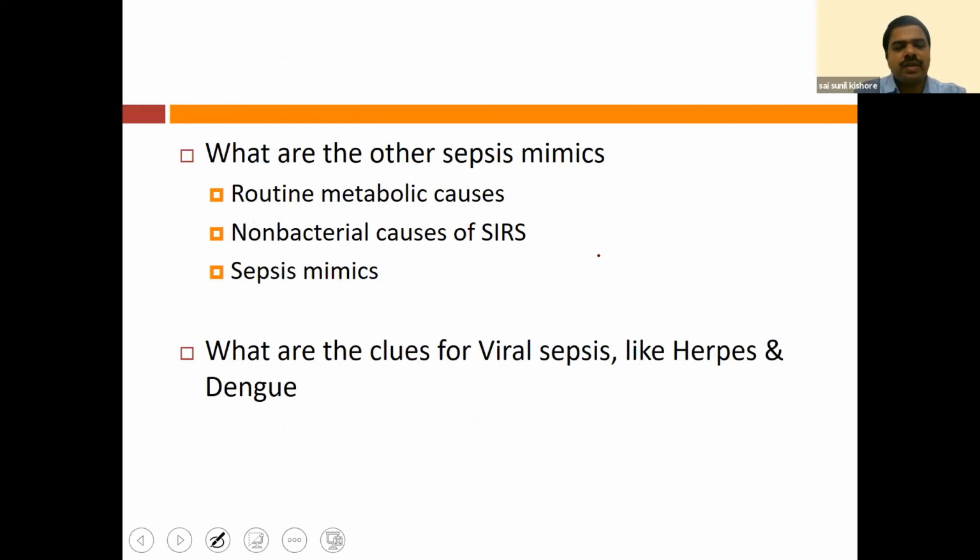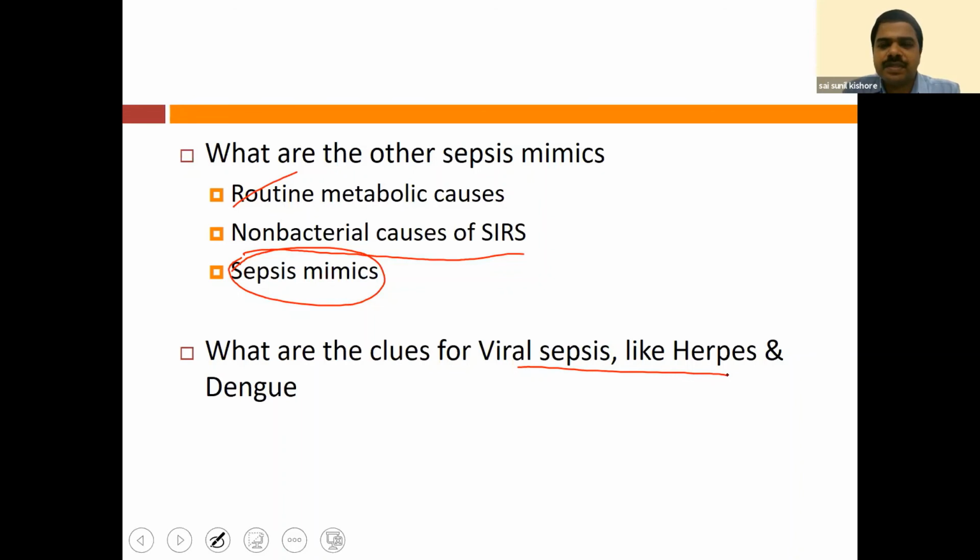So you need to think of other sepsis mimics also, and you need to think of non-bacterial causes. These days, in the era of pandemic, like you are having an epidemic of dengue, you are having a pandemic of COVID, you need to think of those differential diagnoses also. So whether it's a neonatal dengue, whether it's a neonatal COVID. And you need to think of even routine metabolic causes like hypoglycemia, hypocalcemia. And many viral sepsis like herpes also can present like this.